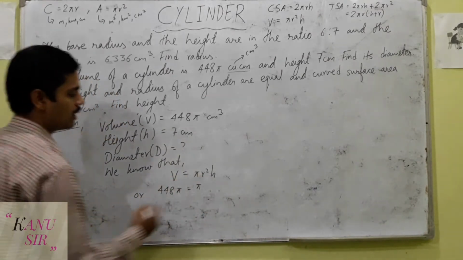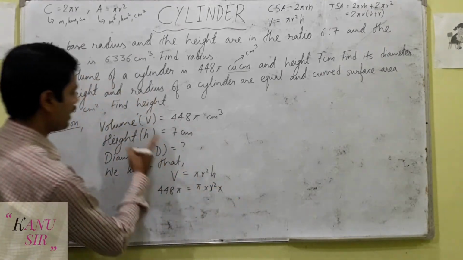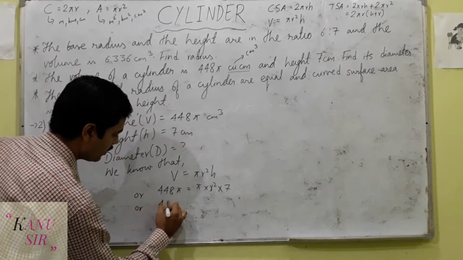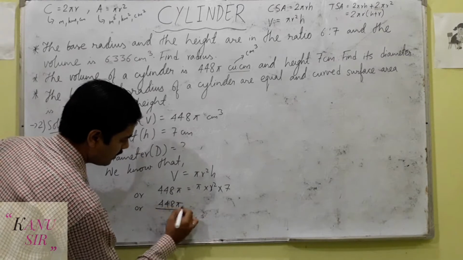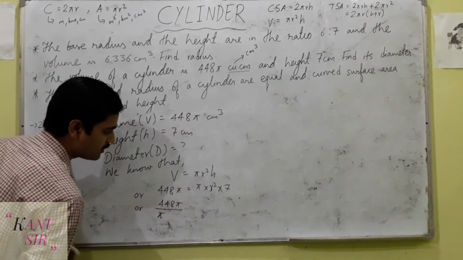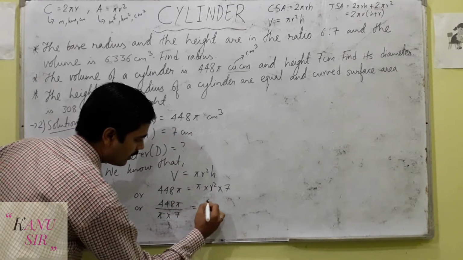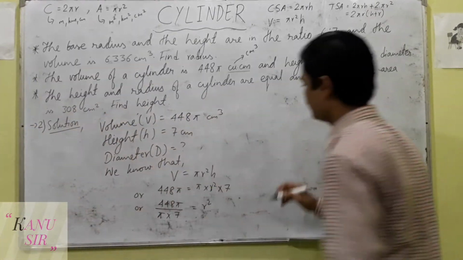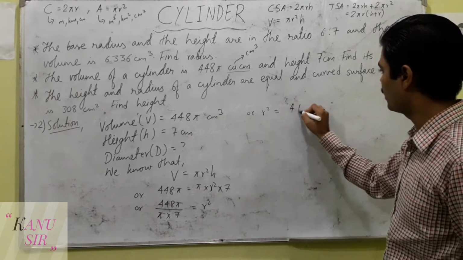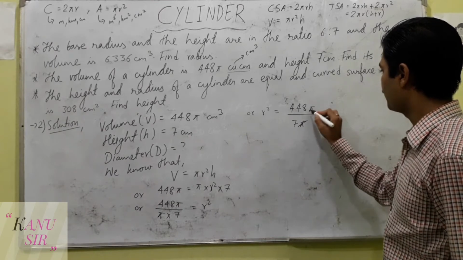Pi is in the formula. Radius is not given, so we write r square. Height is 7 here, and 448 pi. This pi is on the right hand side. When it comes to the left hand side, it will be divided by 7 as well, and we get r square unknown, or r square is equal to 448 pi divided by 7 pi. Pi will be cancelled here.